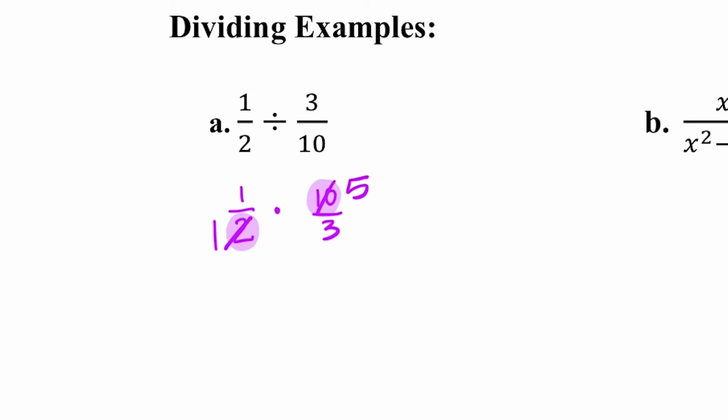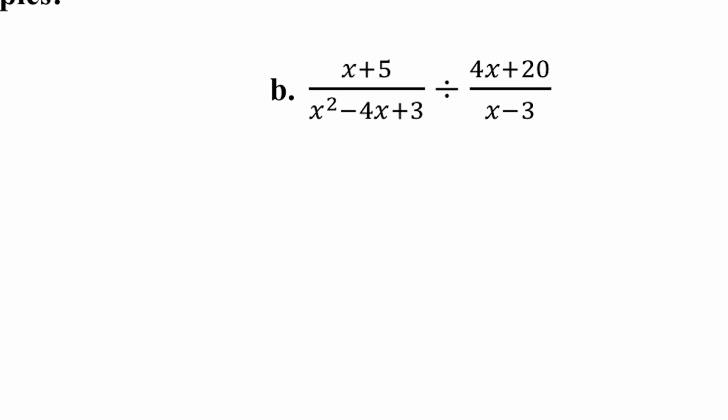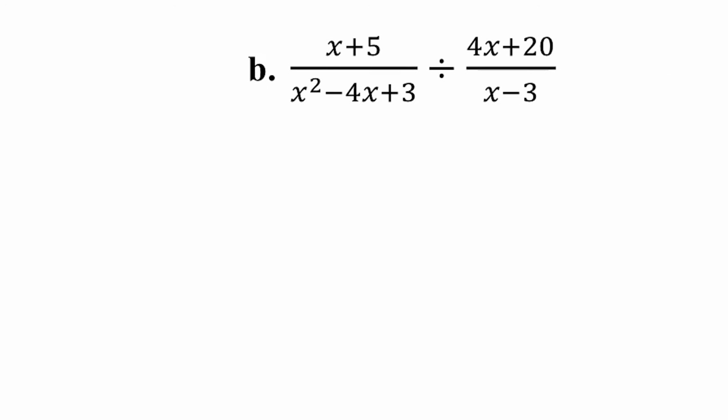That's 5/1. So then going across the top, 1 times 5 is 5, and across the bottom, 1 times 3 is 3. So if we do this with some variables, we can factor as we go. This first one, the x plus 5, I can't do anything with, but we can factor the bottom. X squared minus 4x plus 3 goes to x minus 1, x minus 3.